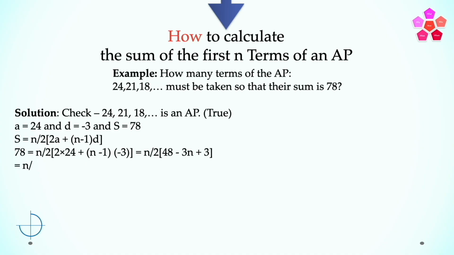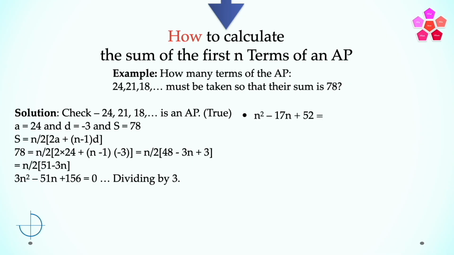Finally, we get n by 2 into 51 minus 3n, which becomes a quadratic equation, and we divide it by 3. N squared minus 17n plus 52 is the final equation. Splitting the term method for quadratic equations. Treat this as a pointer.